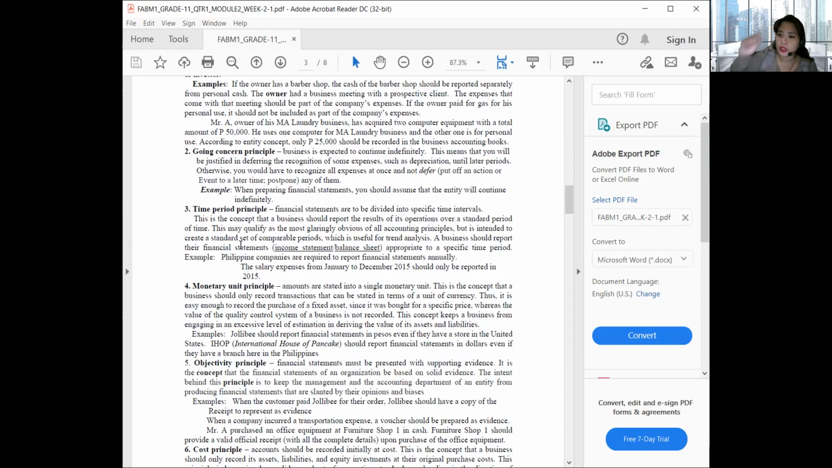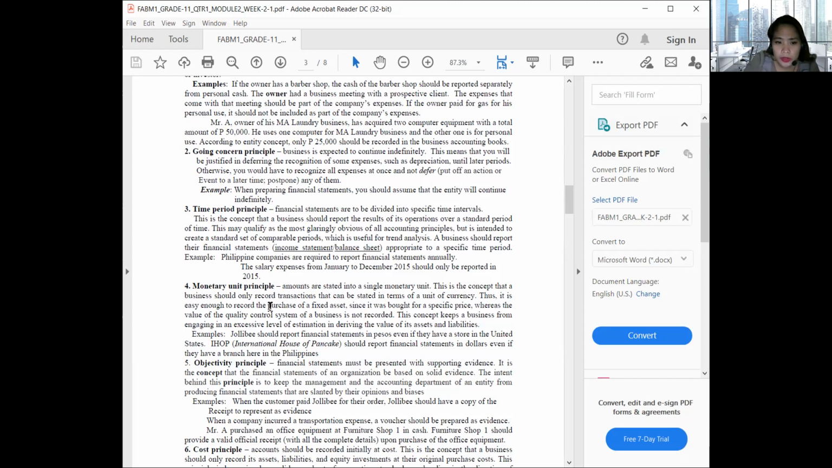For example, financial statement, ngayon, today is April, like last month, March 2020, versus financial statement, March 2019. Para ma-compare nila, malaman nila, bakit last year, mas mataas yung kita natin, bakit ngayon mas mababa? Okay? Monetary unity principle, amounts are stated into a single monetary unit.